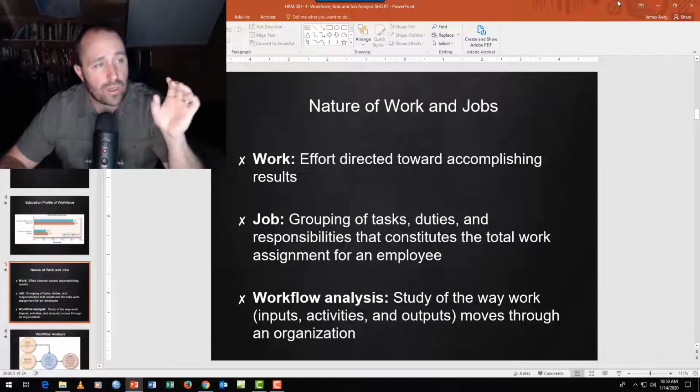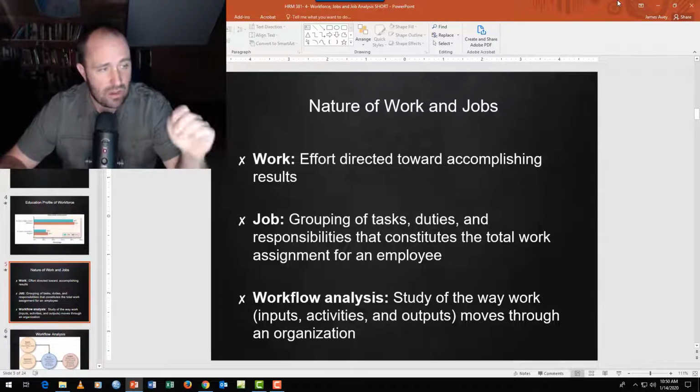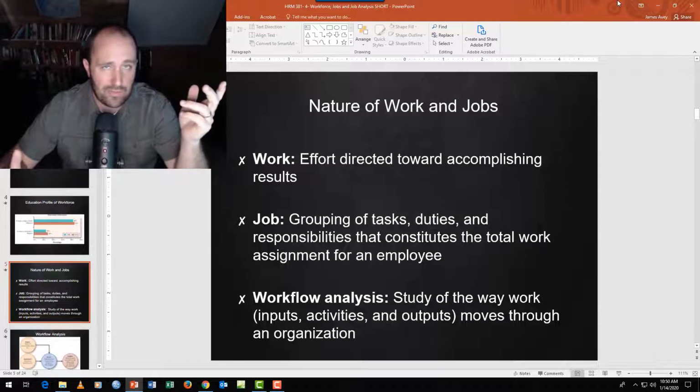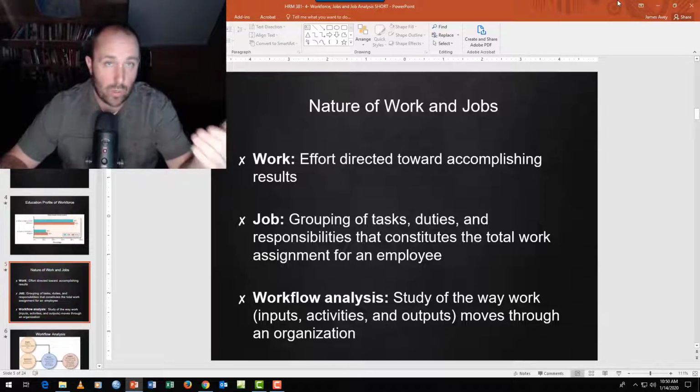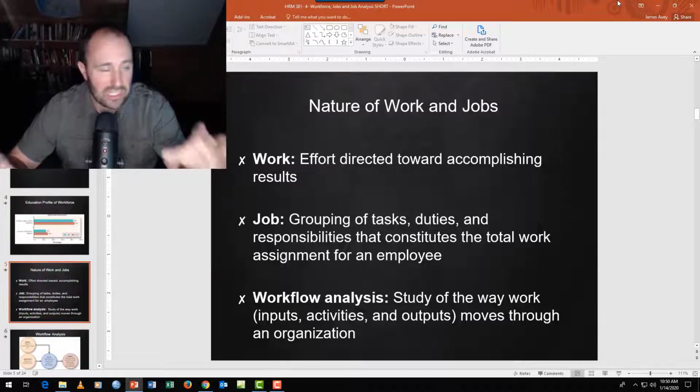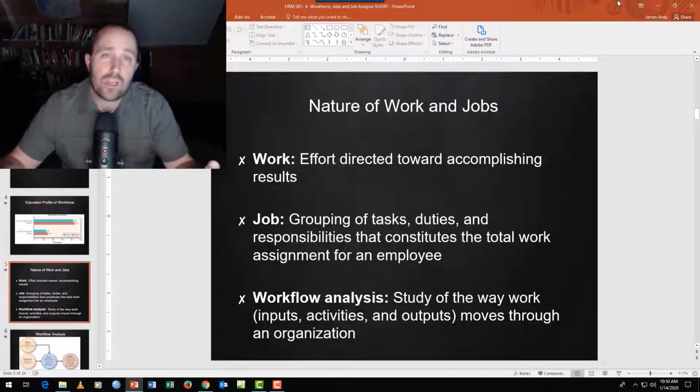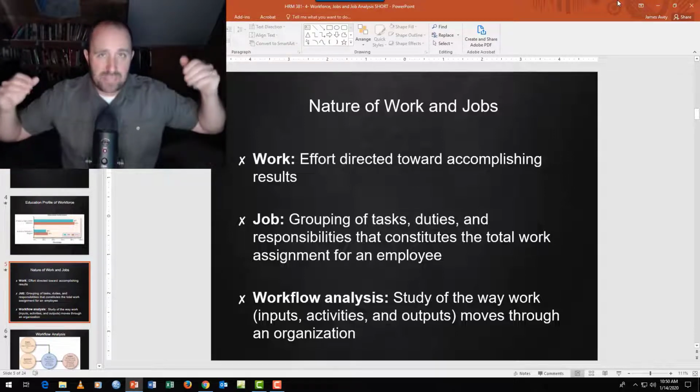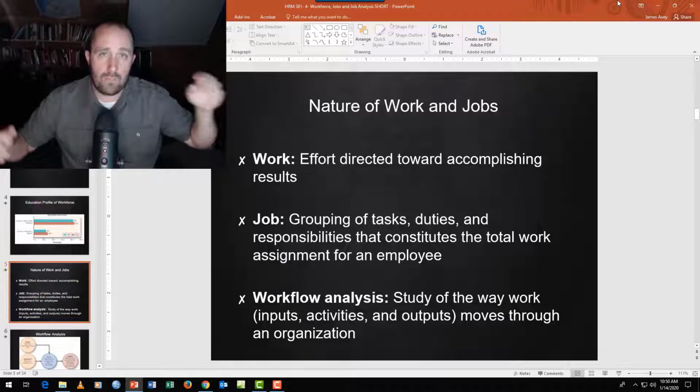In terms of work and jobs, a few definitions that I'll use throughout here that we need to know. Number 1, work. Work is just effort. That's all it is. So when I say somebody is going to work, applying effort towards some kind of result. And a job is a grouping of TDRs, of tasks, duties, responsibilities. And the job that's basically all of their work.